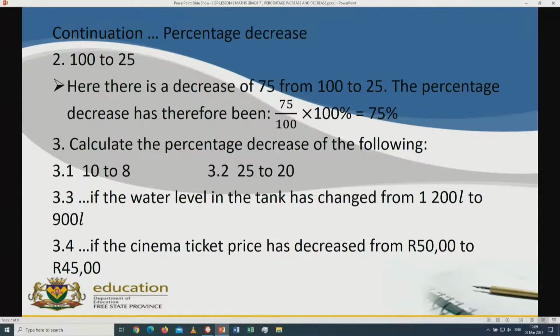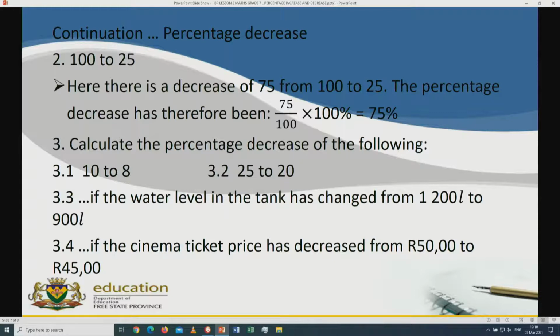Now, let's look at the next one. 100 decreased to 25. Here there is a decrease of 75. Where do we get the 75? We said, okay, 100 subtract 25 is 75. The percentage decrease has therefore been, we take the difference between 100 and 25, which in this case is 75.